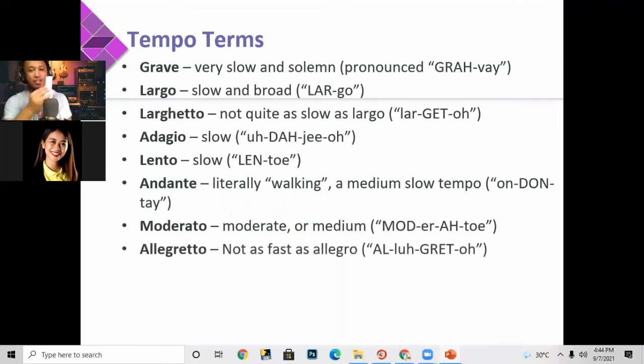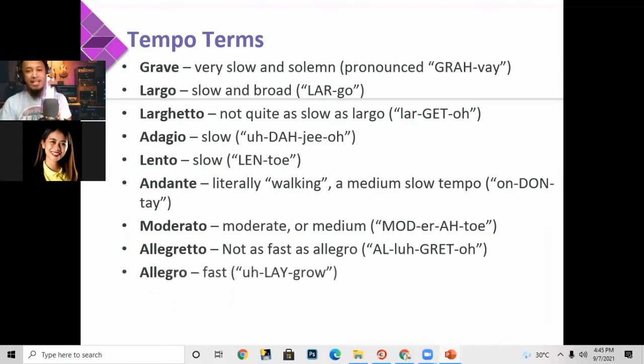Next, we have allegretto, more faster. Kasi from largo to andante, those are the slow tempo. And moderato is the mediator, nasa gitna. And then, from slow, it goes faster. Start with allegretto. That is 108 beats per minute. Ayan, ganun yung timing niya. 1, 2.